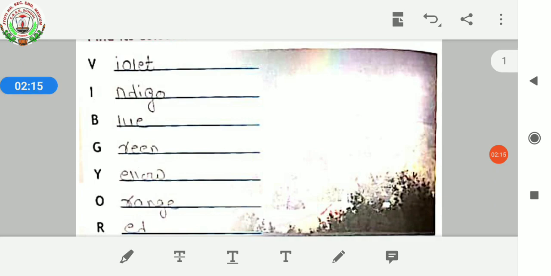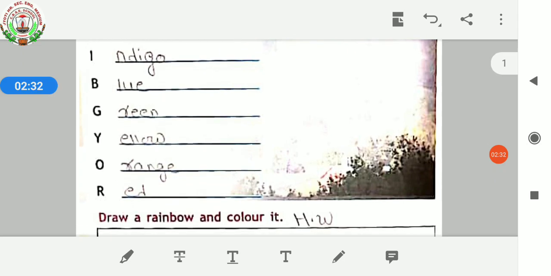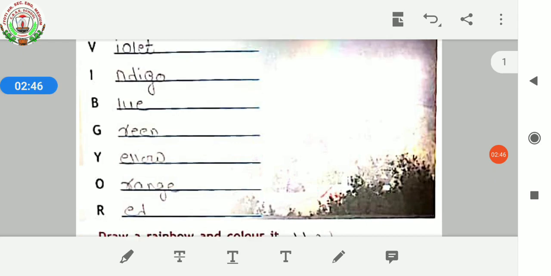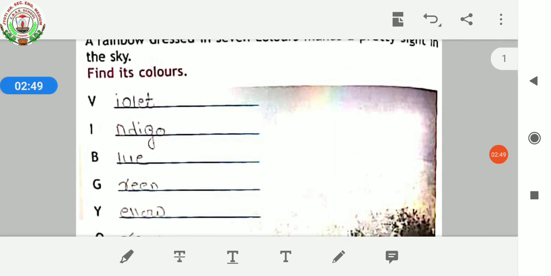You have to write REEN. Green. Okay. Y for yellow, so you have to write over here ELLOW. Y is already here, so this is yellow. O for orange, so you have to write over here RANGE. Orange. Okay, so R for red. R is already here, so you have to write only ED. So like this you have to write all the color names.